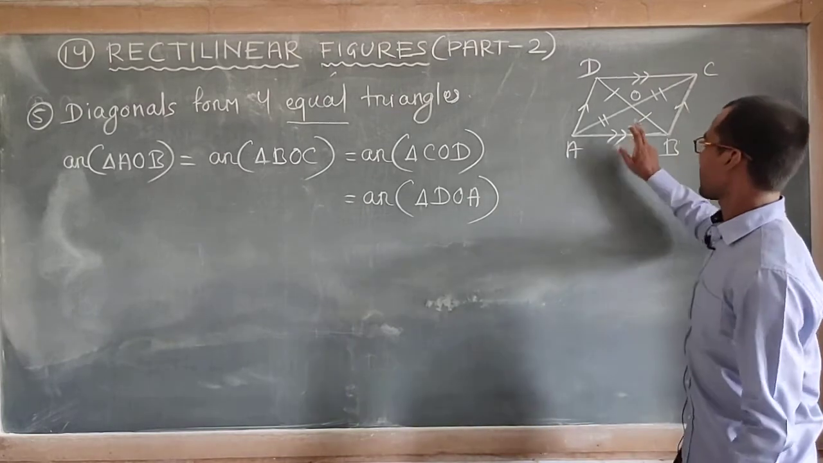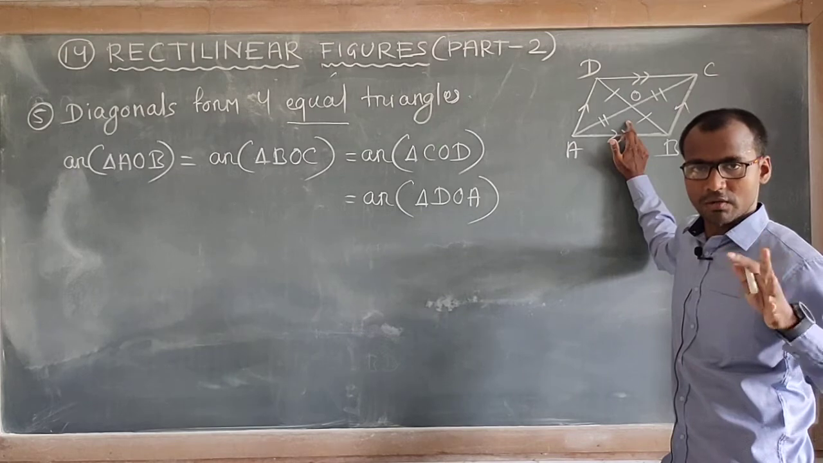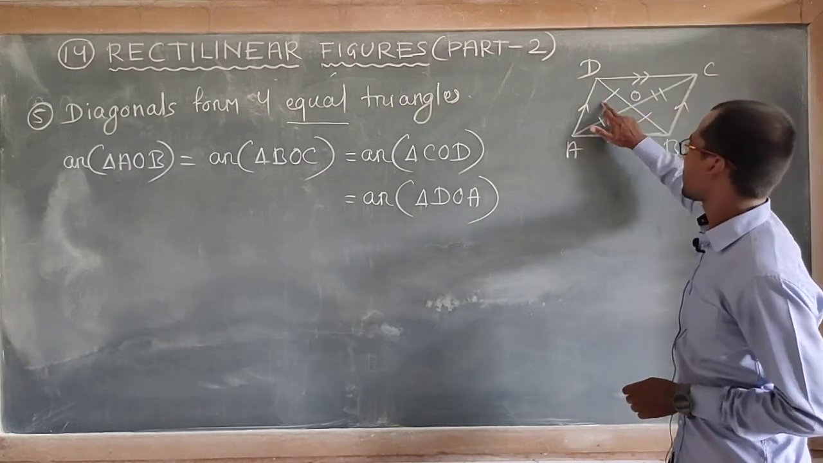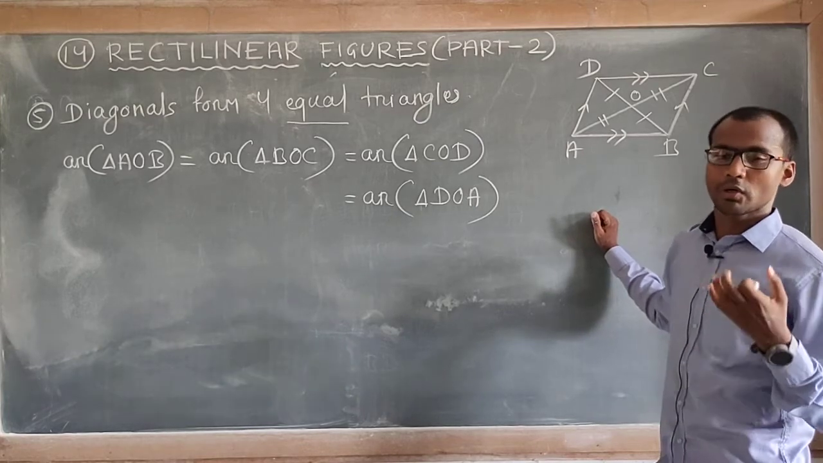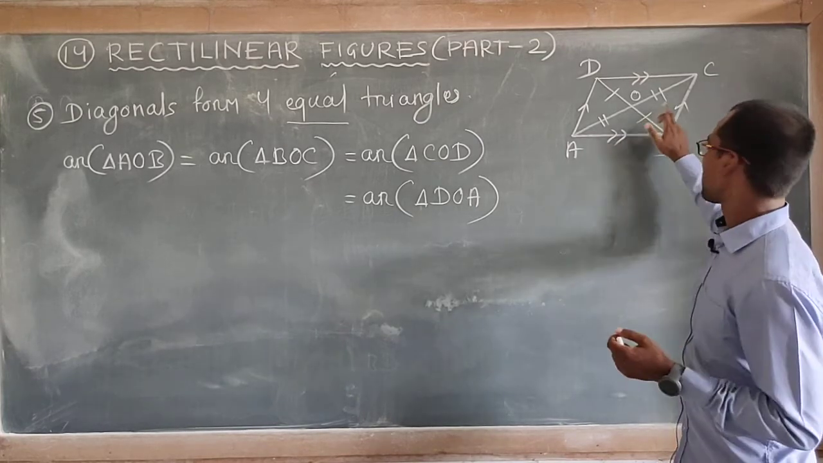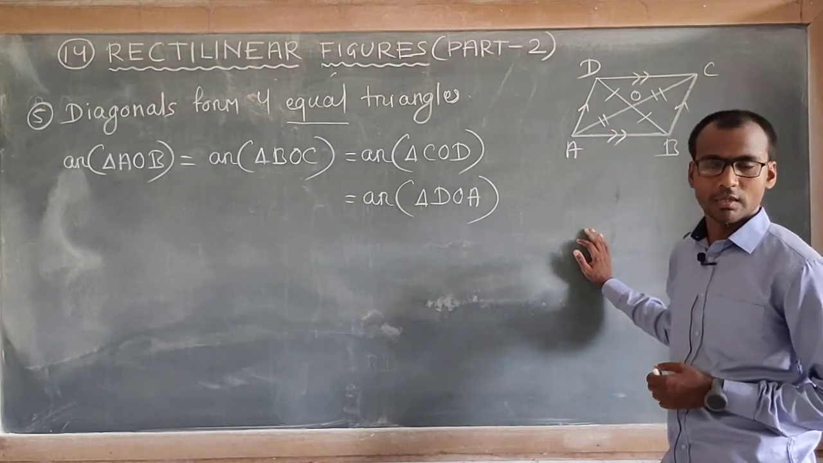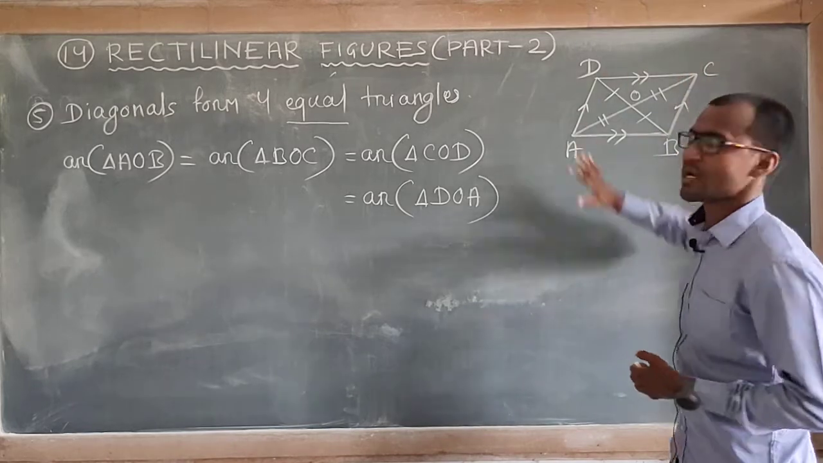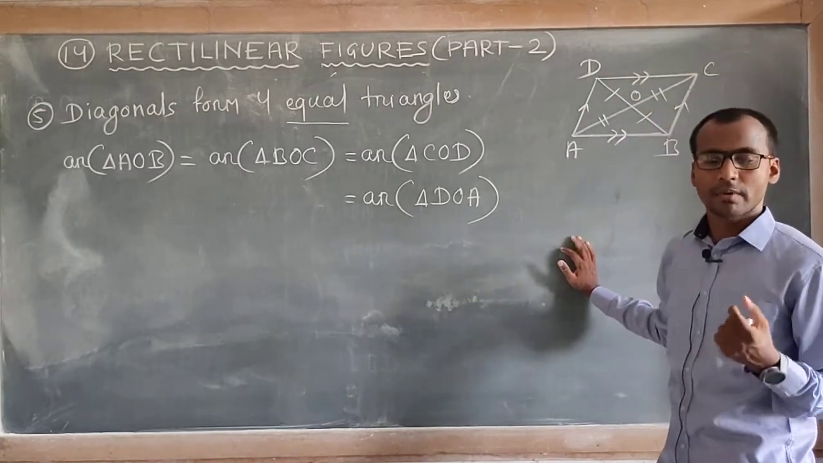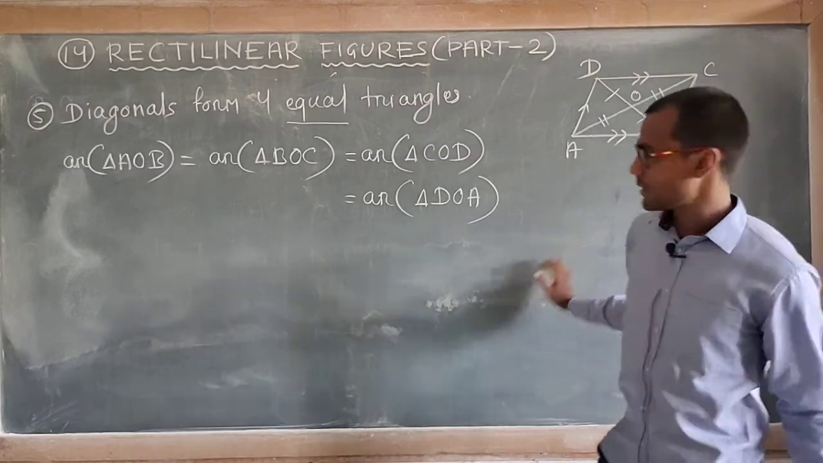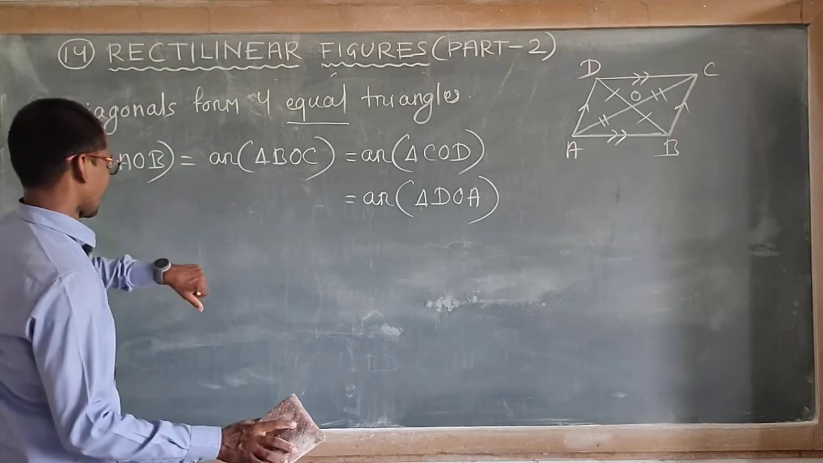Let us imagine that area of triangle AOB is 15 square cm. Then area of each of these remaining 3 triangles will also be 15 square cm. Then what will be the area of the parallelogram? 15, 15, 15, 15. Add all of this, you will get 60 square cm. Or suppose the area of the parallelogram is 100 square cm. Then area of each of these 4 triangles will be 100 by 4, that is 25 square cm. So these are the properties of a parallelogram. Next we will move to rhombus.